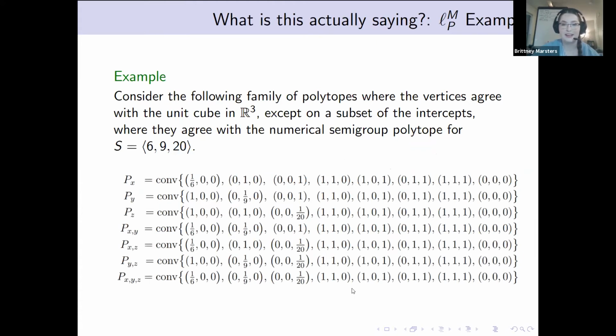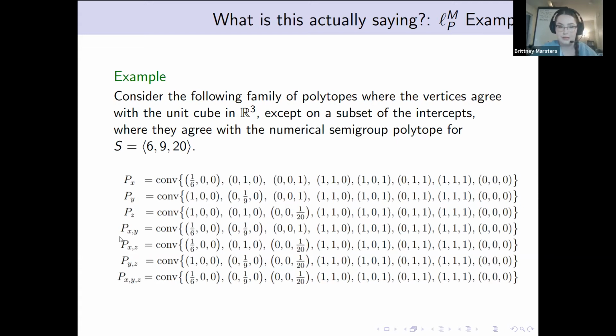It's a lot to read, but you'll see some patterns. Basically, this is a set of polytopes where it's the unit cube, except on some subset of the vertices, where they're going to agree with the numerical semigroup polytope instead. So if we have P sub x, we're going to agree with the numerical semigroup polytope at the coordinate 1, 6, 0, 0, and all the other vertices are going to belong to the unit cube.